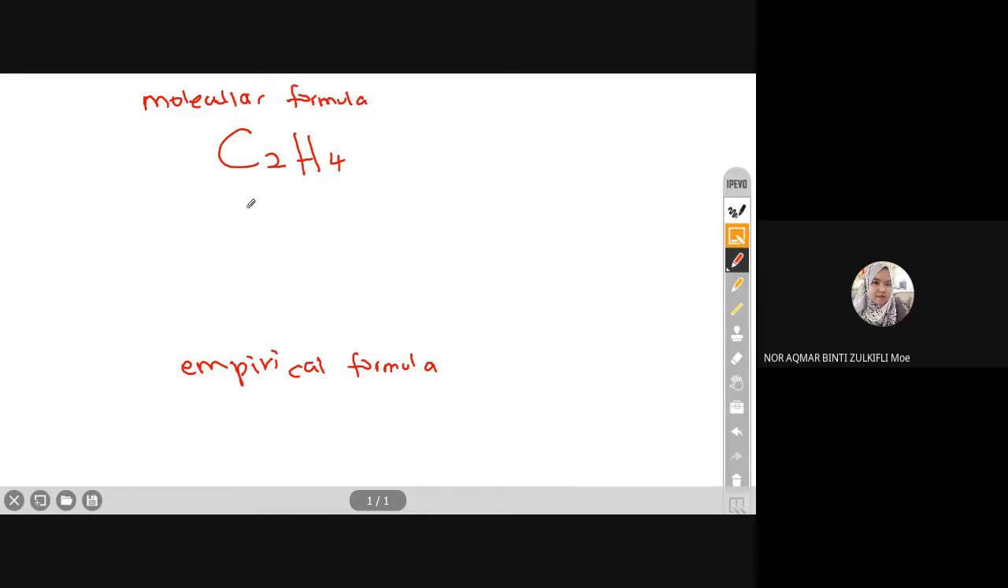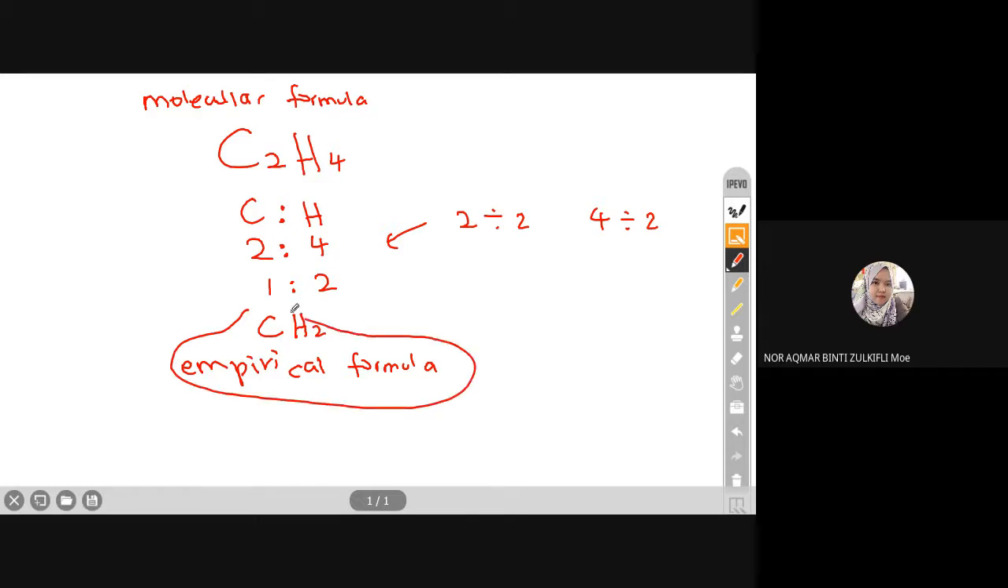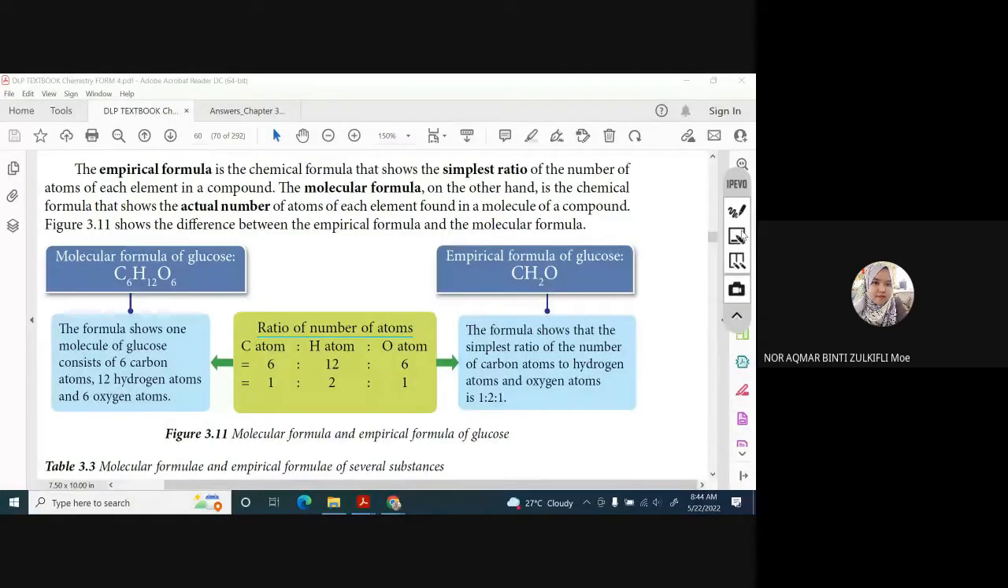Okay, so first kita tulis dulu ratio dia. C ratio to H, 2 ratio to 4. So since the smallest is 2, so you divide 2 and 4 divide 2. So you get 1 and 2. So the empirical formula is CH2. Okay, betul. Very good. So you faham lah. Okay, I can continue.